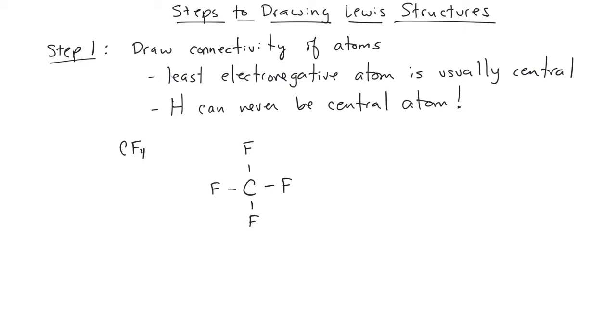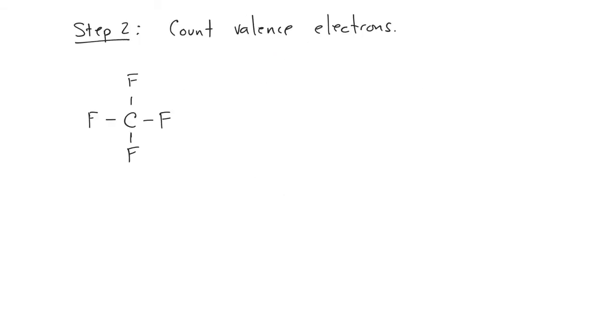You can never have hydrogen as a central atom, because hydrogen can never have more than one bond. Normally, the least electronegative atom is the one that will be in the center. Next, you want to count the valence electrons for all the atoms.